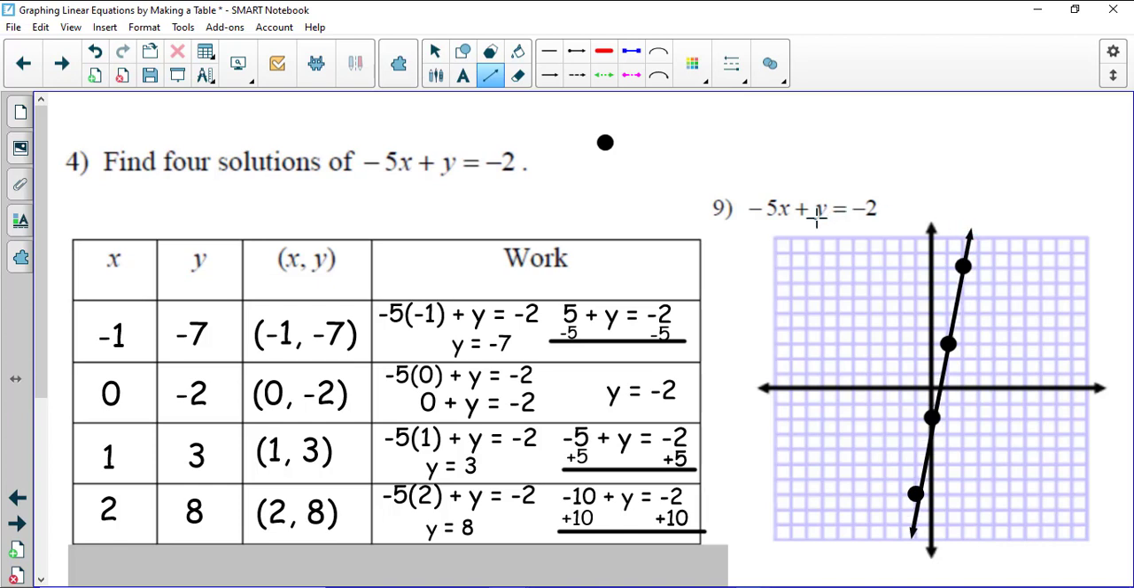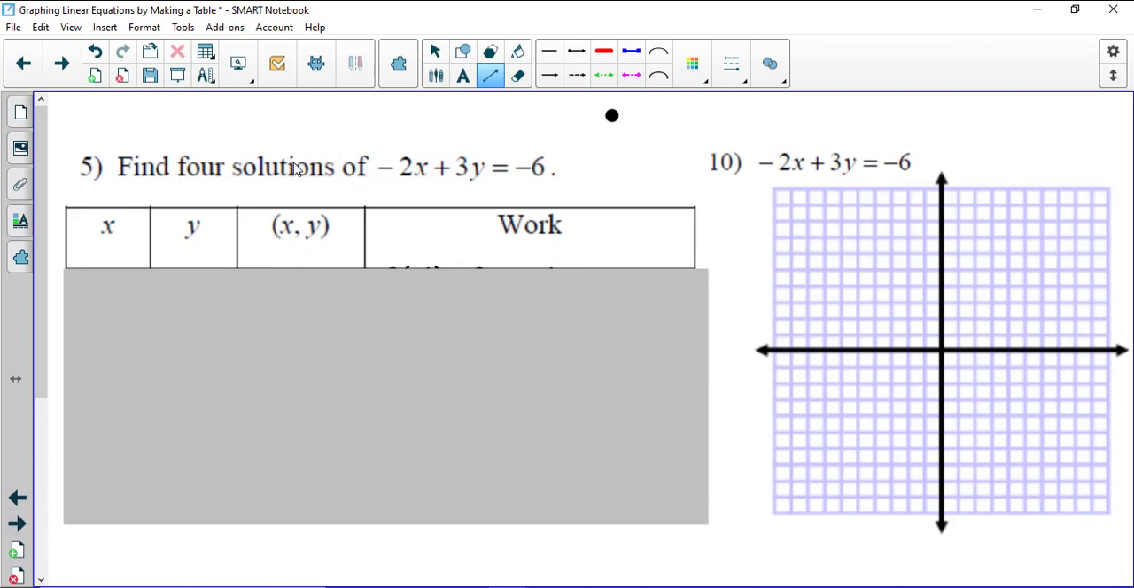Now, if you did solve this for y by adding 5x to both sides, you'd get y equals 5x plus negative 2. And that would give you a slope of 5. You can see that this line is pretty steep, so it makes sense that it would have a slope somewhere around 5 or a larger number.